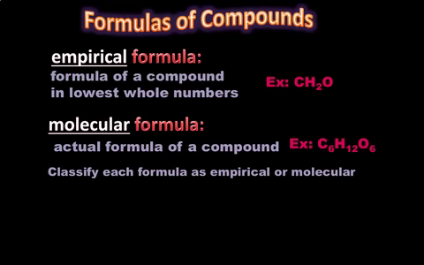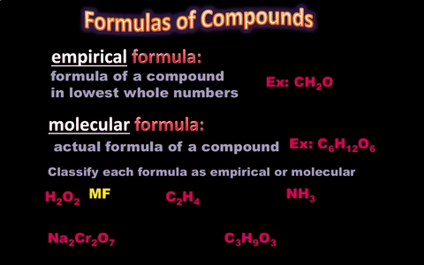The first thing we're going to do is classify each formula as empirical or molecular. Basically we just need to see if we can lower the ratio or not. H2O2, I can lower that ratio, so that means it is a molecular formula. C2H4, that ratio can be lowered, so that's a molecular formula. NH3, that cannot be lowered anymore, so that's empirical. Na2Cr2O7, that cannot be lowered anymore, so that's empirical. C3H9O3, that ratio could be reduced, so that's a molecular formula.